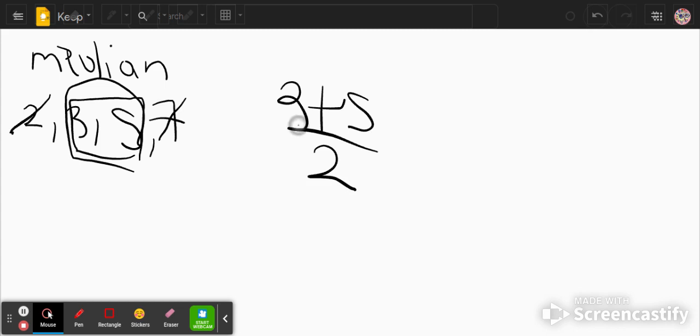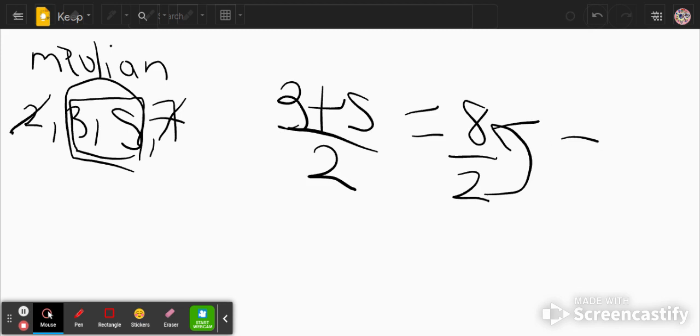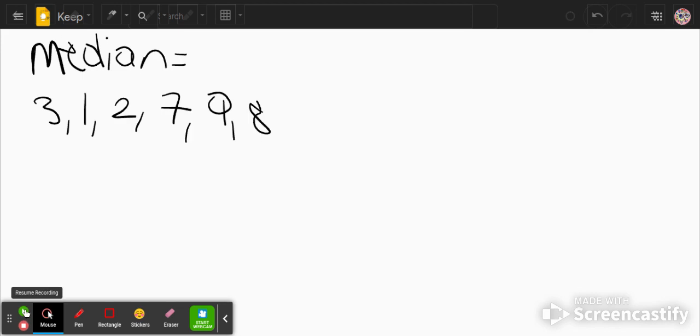So now, the 3 plus the 5 will give you the 8, and you put it over 2, right? So, 2 into 8 goes 4 times. So, therefore, our median will be 4. Let's do another one like that.